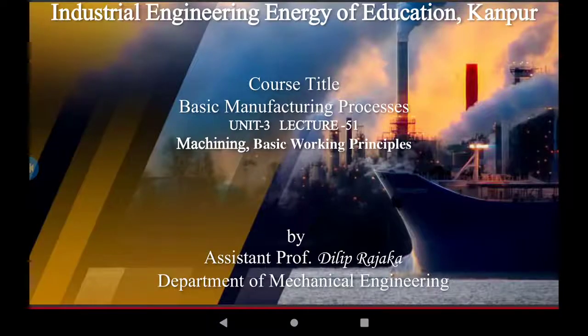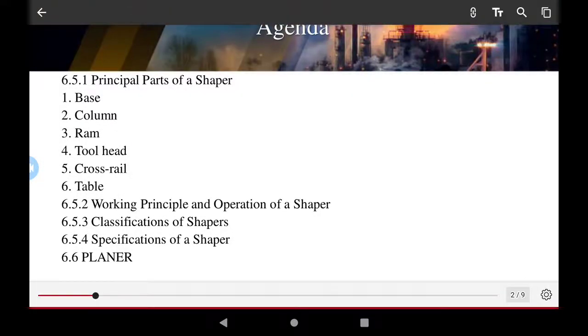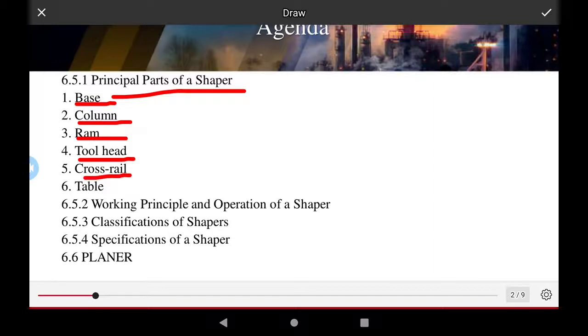Course Basic Manufacturing Process, Unit 3, Lecture 51: Machining Basic Working Principle. Agenda for today in this video: principal parts of the shaper machine (base, column, ram, tool head, cross slide, table), all the components and working principle of operation of the shaper machine, classification of shaper, and specification of shaper and planer machine.